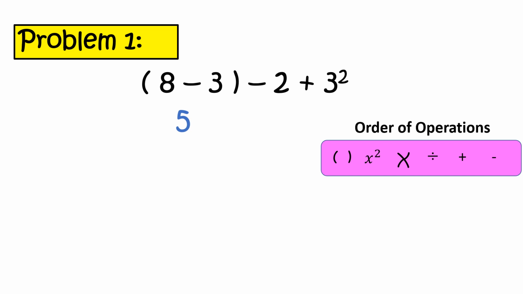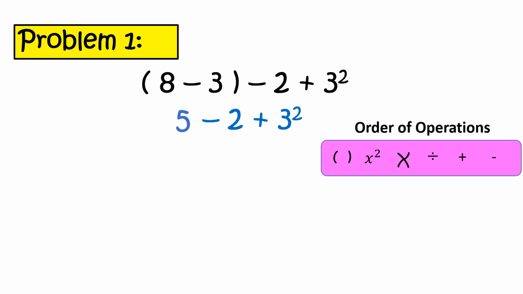As we bring down the 5, before you move to the next step, I recommend that you not only bring down the 5, but on that same line, rewrite the problem. Don't try to solve the problem in one step. When you bring down minus 2 plus 3 to the second power, you'll keep the problem organized and then you won't get confused. Now, let's focus only on what the blue section of the problem shows. 5 minus 2 plus 3 to the second power.